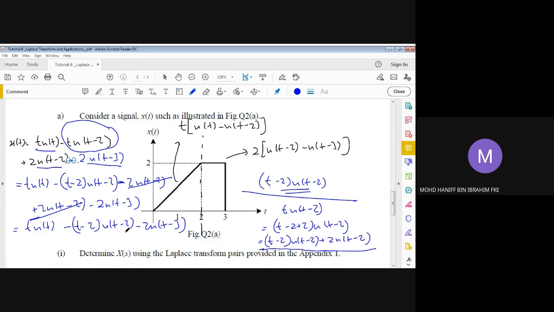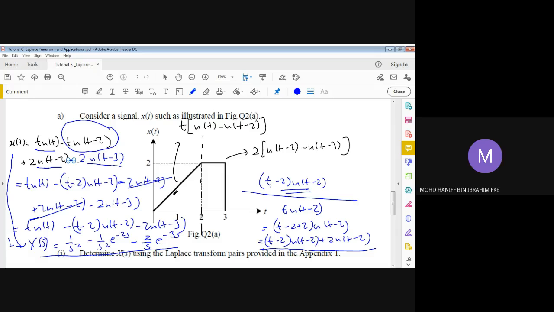So from here we can do the Laplace transform. That should be the Laplace transformation X(s). X(s) shall be equal to, so t u(t) will give us 1 over s squared. These terms here we have a shifting of 2, so we're going to have minus 1 over s squared exponential negative 2s, and for that we're going to have negative 2 over s exponential negative 3s. So that should be the answer for X(s) of the given x(t), or the Laplace transform of the given x(t).